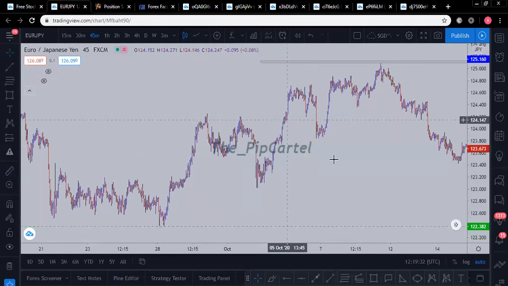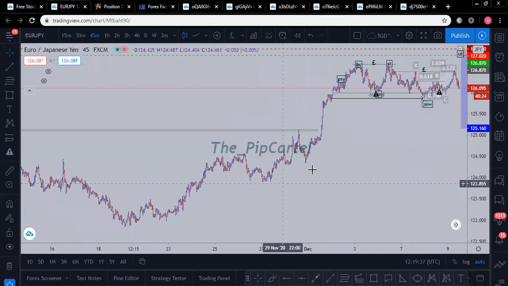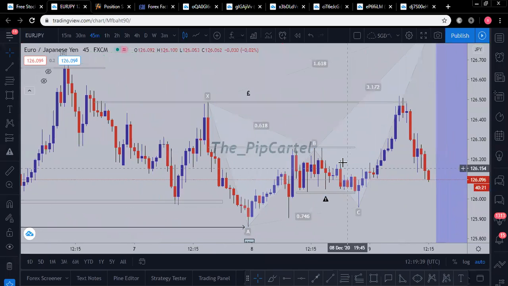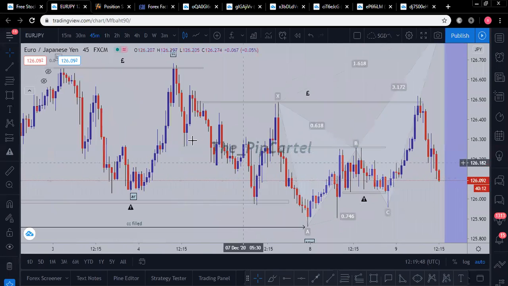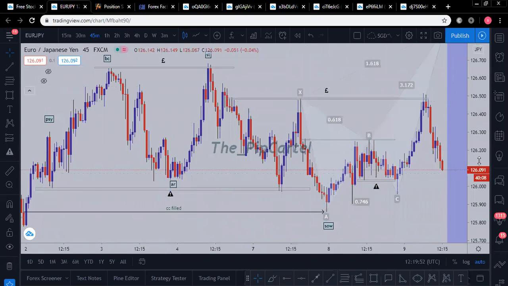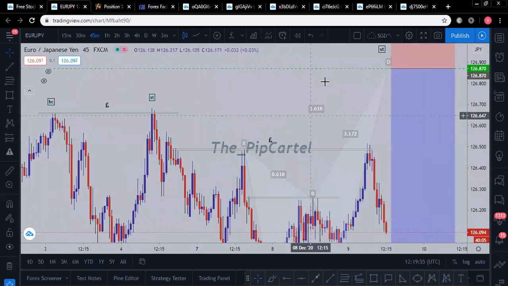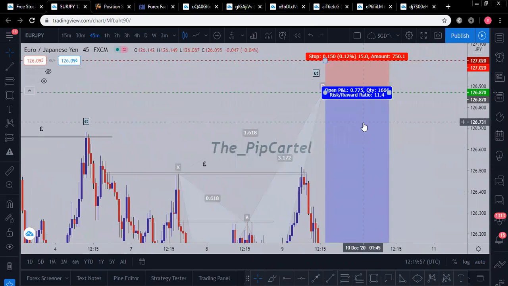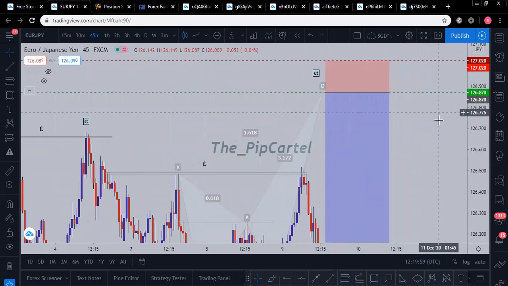Now we are also expecting something similar right now. It's actually still dropping though, but let's see if this pattern is still valid, or if it breaks our C point, then this pattern is no longer valid. But our entry is still very much valid because of the confluences we have up there. So this is my entry exactly, and that is my stop loss: 126.87 and stop loss is 127.02.